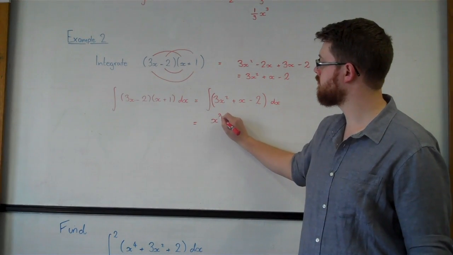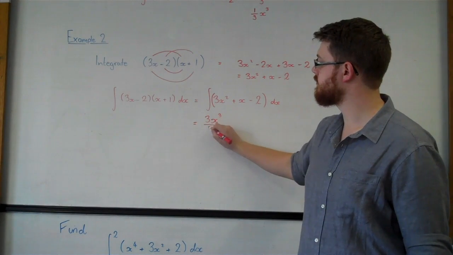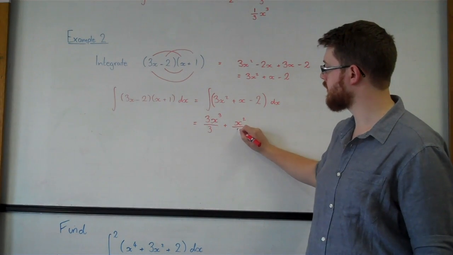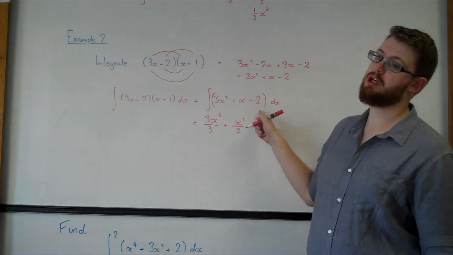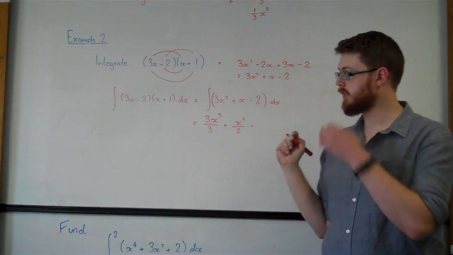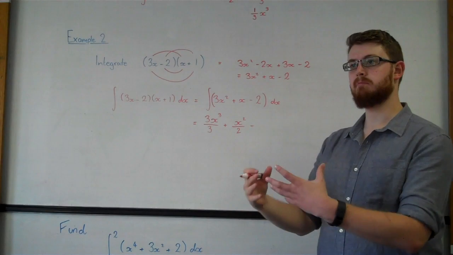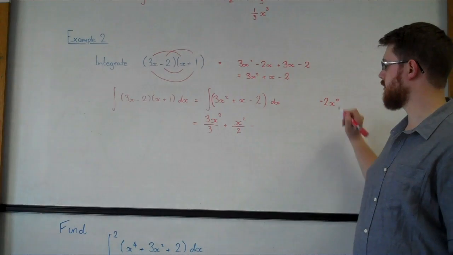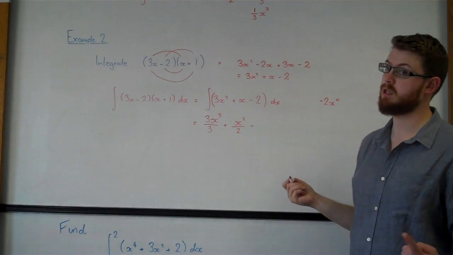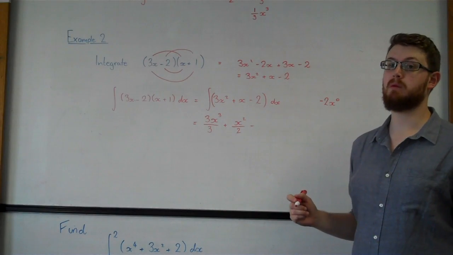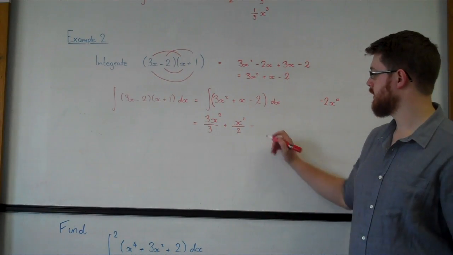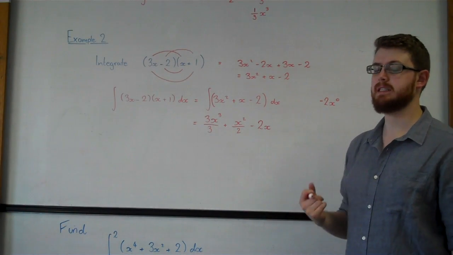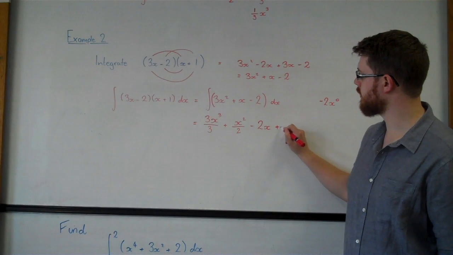Okay? Again, increase the power by 1. The number on the front stays there. Divide by the new power. Increase the power by 1. Divide by the new power. Now we've just got a 2, or a minus 2. If you are ever integrating a number, well, that's technically x to the 0. 0 plus 1 is 1. Anything divided by 1 just stays the same. So if you're integrating a number, just stick x next to it. And remember our constant of integration.